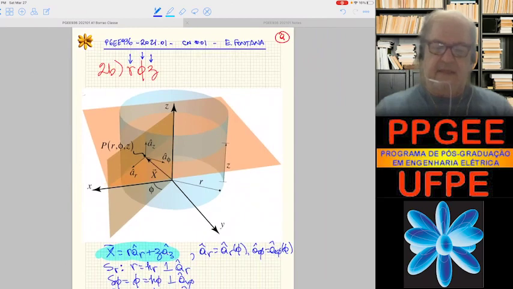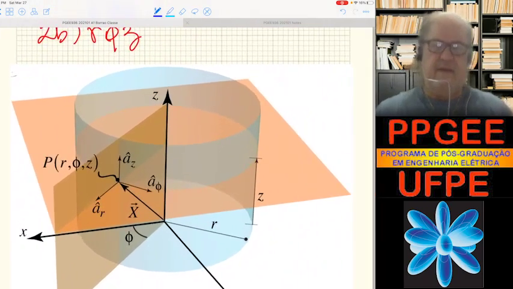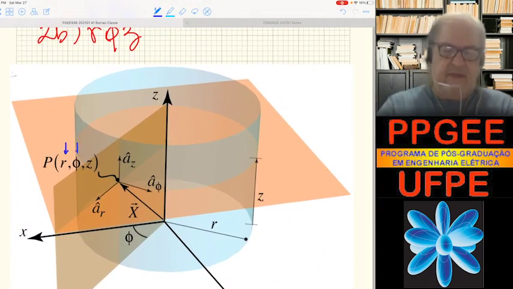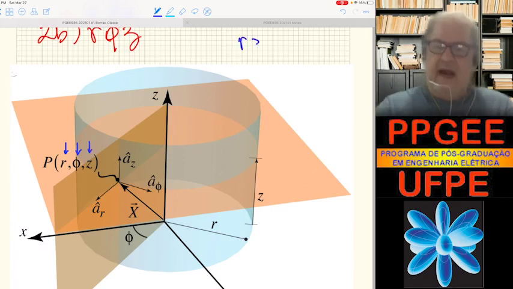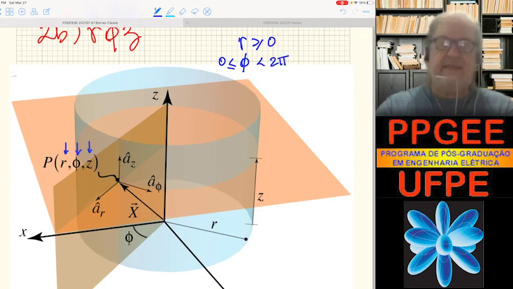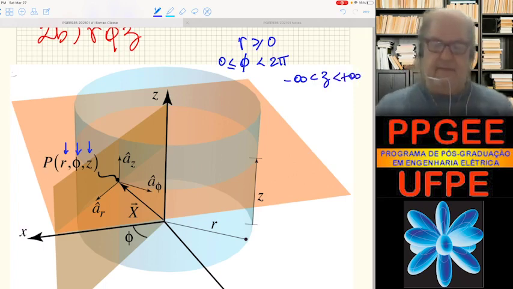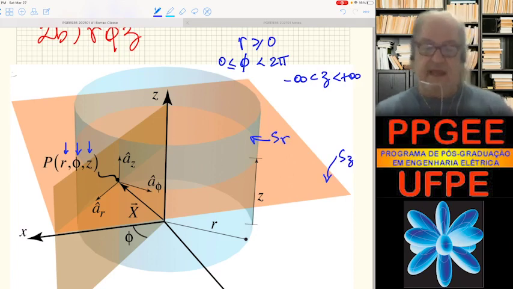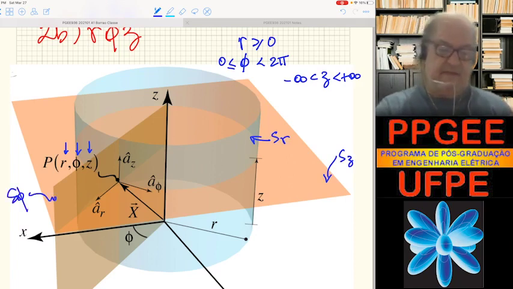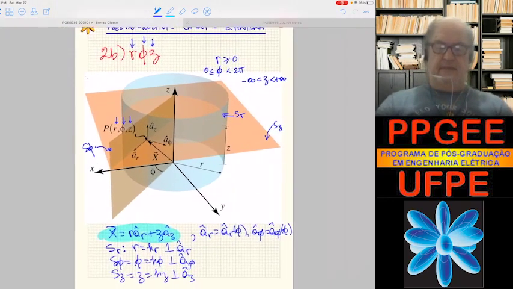But here are the 3D graphics of what I just mentioned. A point in space is defined by these three coordinates. r is always positive. Azimuth is between 0 and 2 pi. The z axis goes from minus infinity to plus infinity. This is S_z, as shown. This is S_r. And the half plane is right here, S_phi. Right?